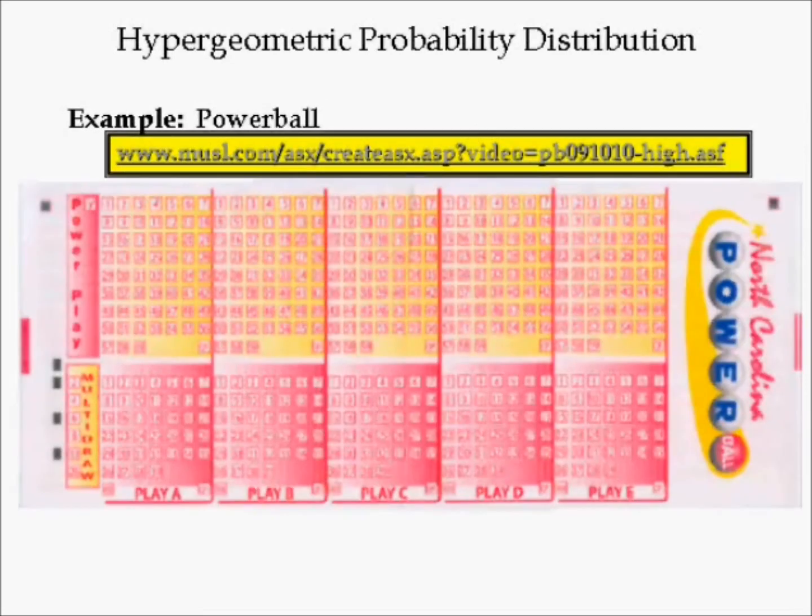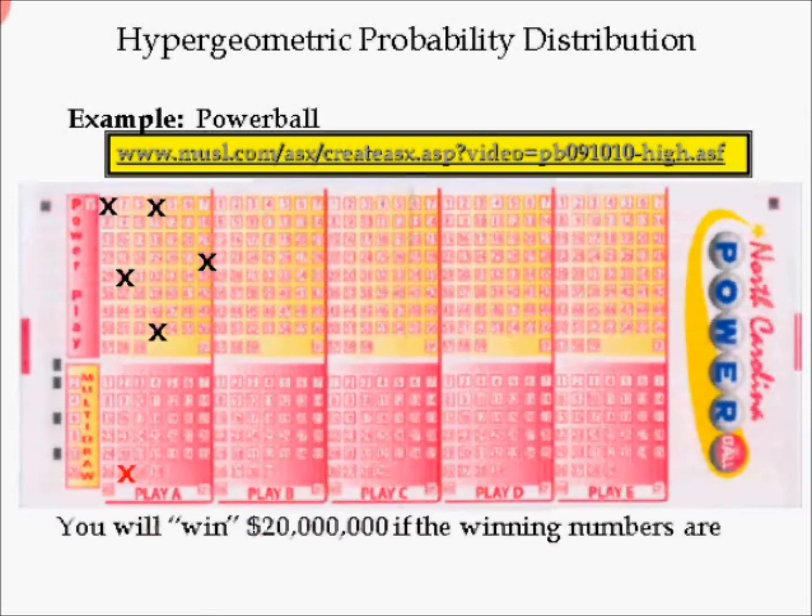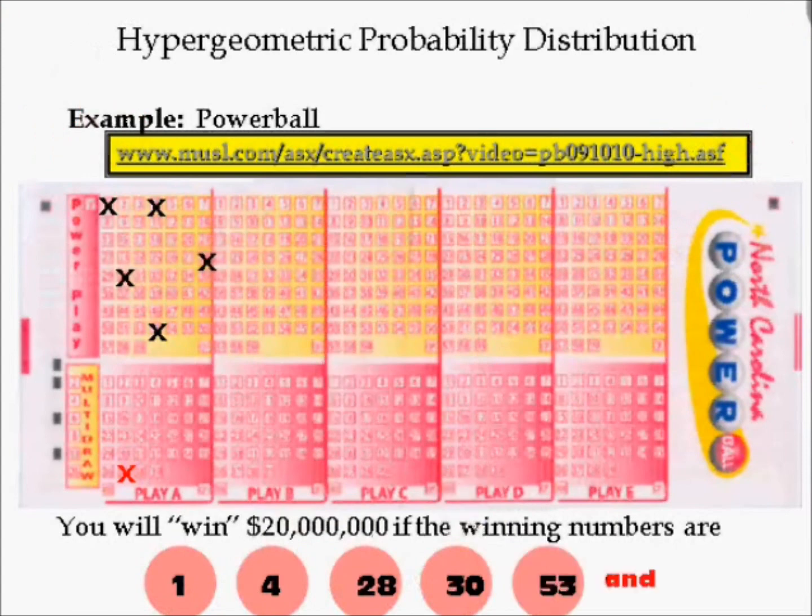The hypergeometric probability distribution can be used to compute the probability of picking the first five numbers of the Powerball lottery. Suppose I play the Powerball when the jackpot is $20 million and choose 1, 4, 28, 30, and 53 on the first five numbers and choose 37 for the Powerball. I'll win $20 million if the winning numbers are 1, 4, 28, 30, 53 with a Powerball of 37.